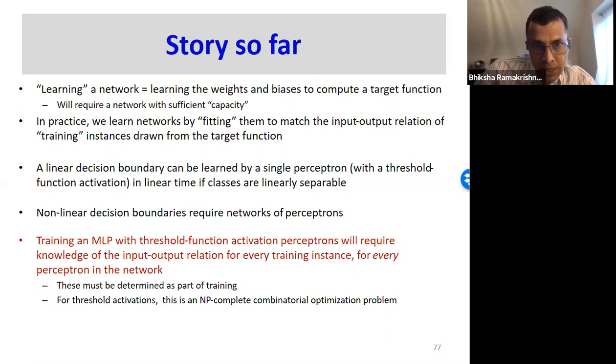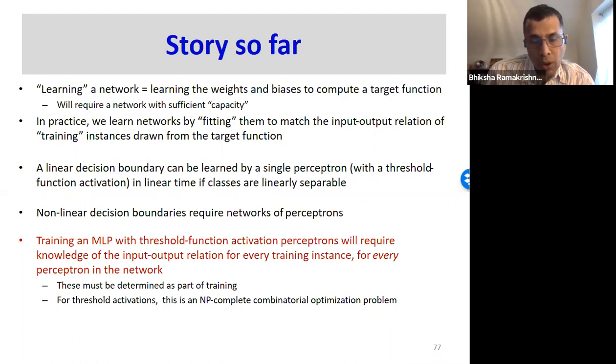Learning a network is the same as learning the weights and biases to compute a target function. In practice, we learn networks by fitting them to match the input-output relationship of training instances drawn from the target function. A linear boundary can be learned by a single perceptron. Non-linear boundaries will require networks of perceptrons. All of this is from the previous lectures. What we learned today was that training an MLP with threshold functions as activations will require knowledge of the input-output relationship for every training instance for every perceptron in the network. And this is a combinatorial optimization problem, or maybe NP complete.